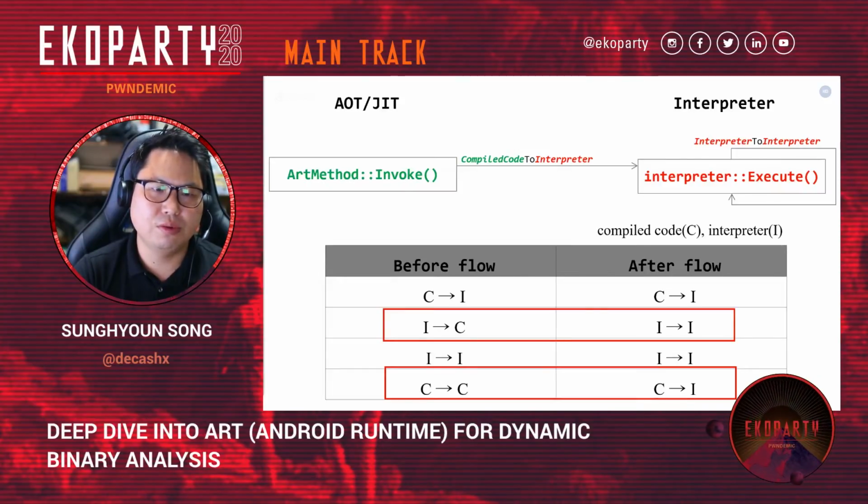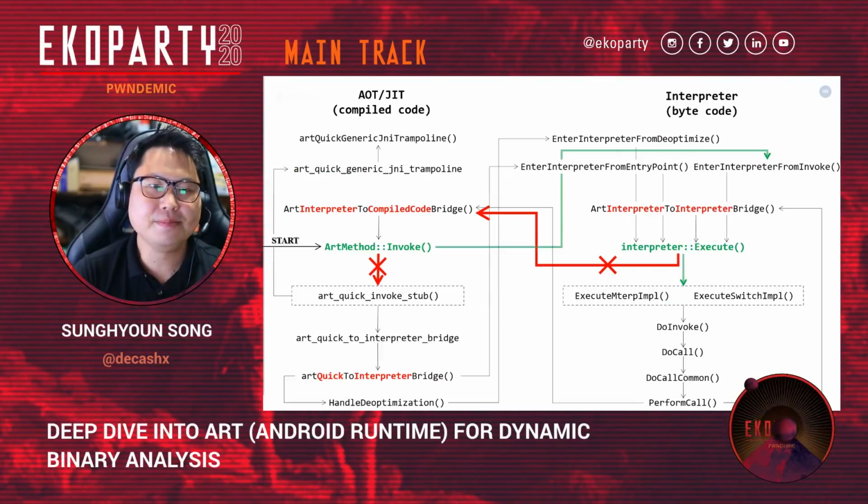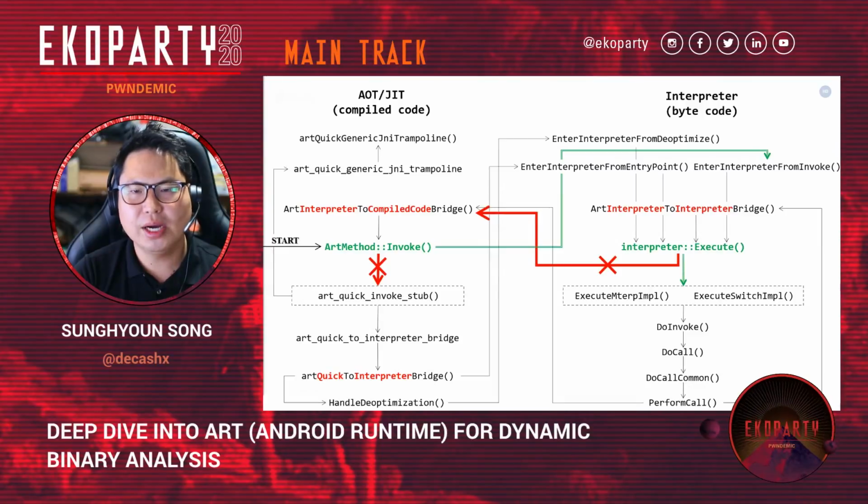For this purpose, I customized ART to display all information by adding a trace feature to two functions, ART method invoke and interpreter execute. As shown here, no matter whether there is compiled code for the function to be executed in ART method, it will eventually call bytecode.